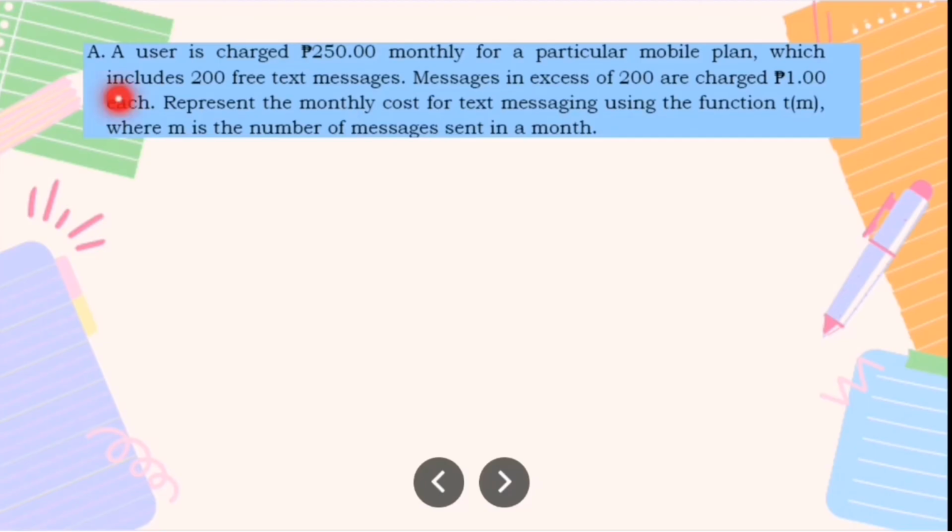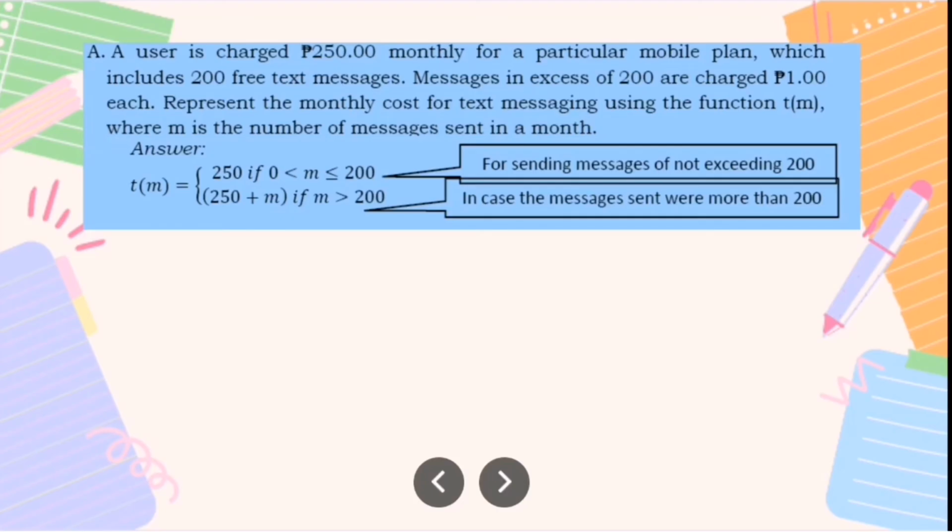Letter A. A user is charged 200 pesos monthly for a particular mobile plan, which includes 200 free text messages. Messages in excess of 200 are charged 1 peso each. Represent the monthly cost for text messaging using the function T of M, where M is the number of messages sent in a month. So here is the piecewise function of this following problem.